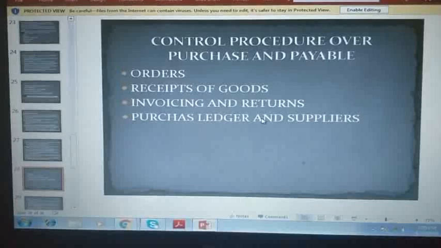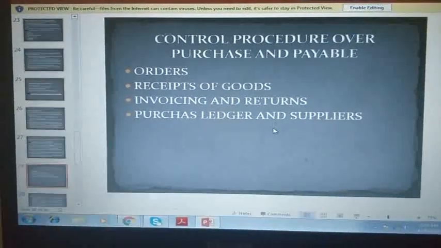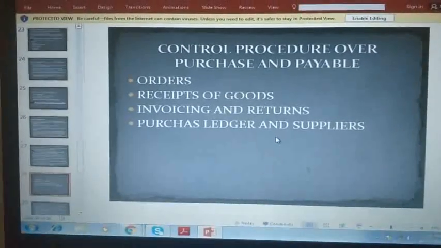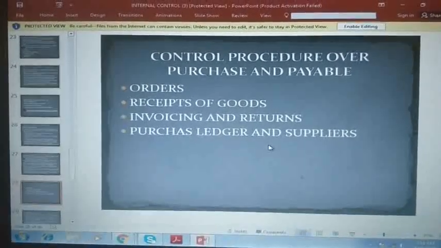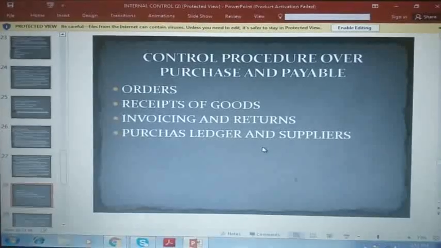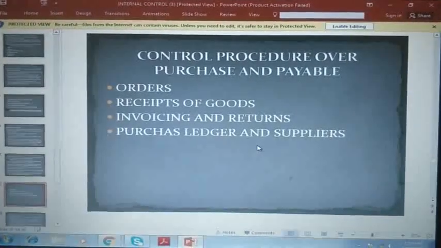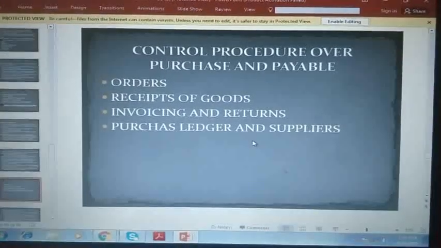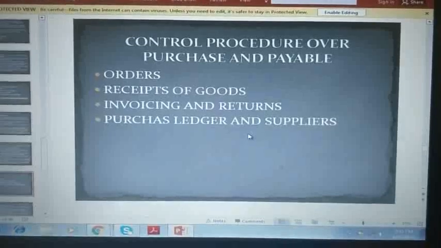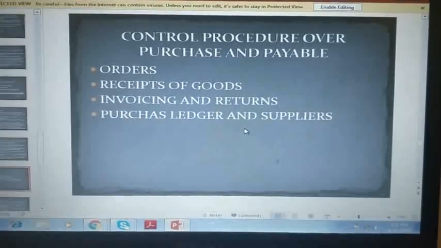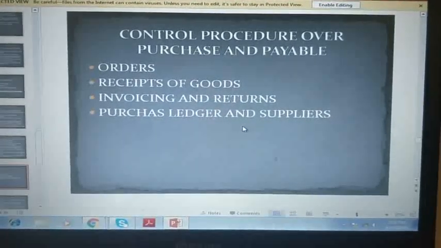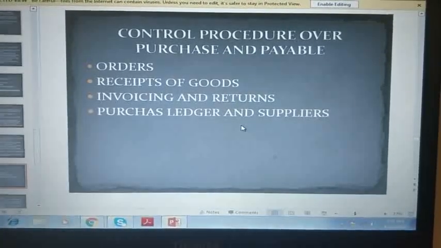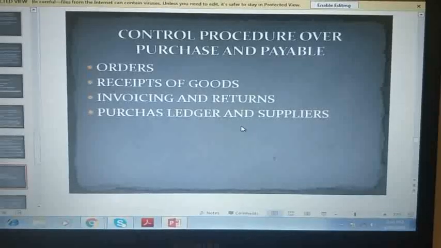Now next you have purchase ledger and suppliers. In your purchase ledger and suppliers, what is happening here is basically a payable. You have something known as a purchase ledger. In your purchase ledger, you have a payable ledger account, and this account should be maintained and regularly checked against the balances in the purchase ledger by an independent official. Okay. And this payable ledger should also be kept by persons independent of receiving of goods, invoice authorization and payment routines. Now, statements from suppliers should also be checked against the ledger account.